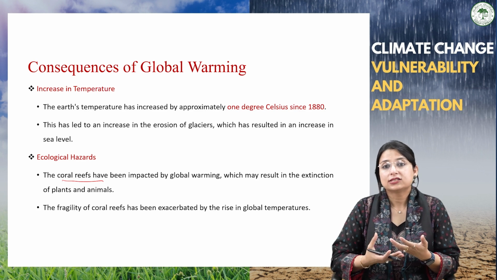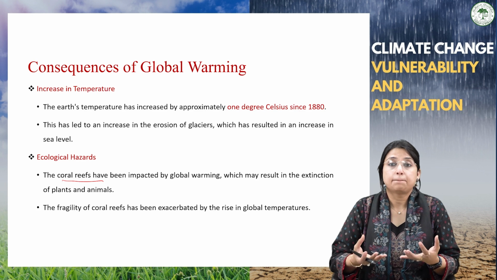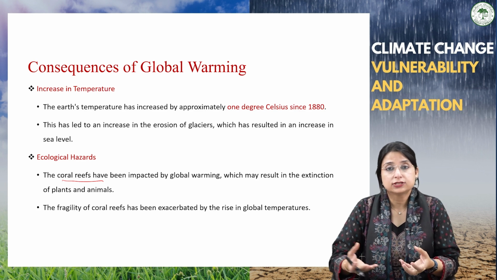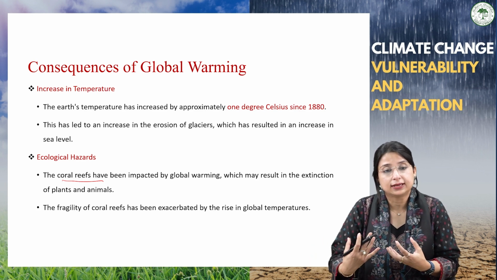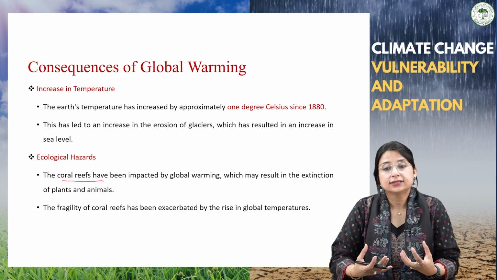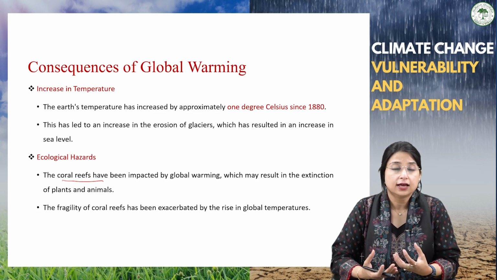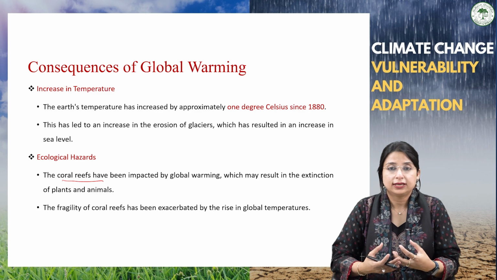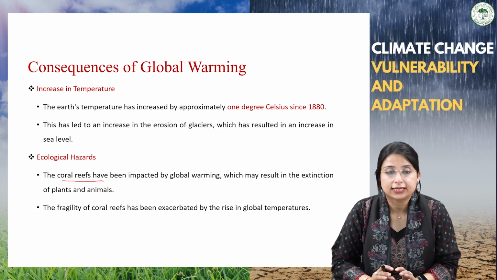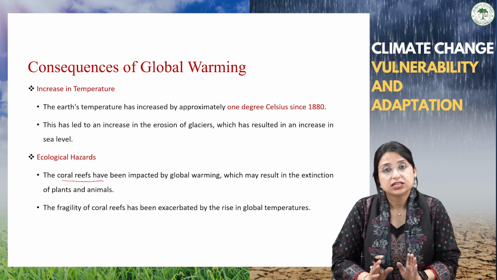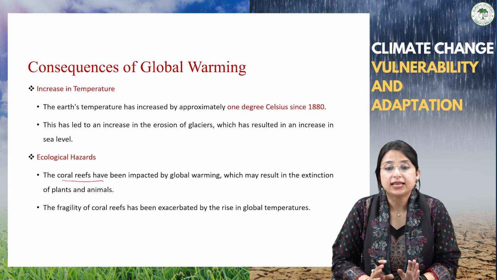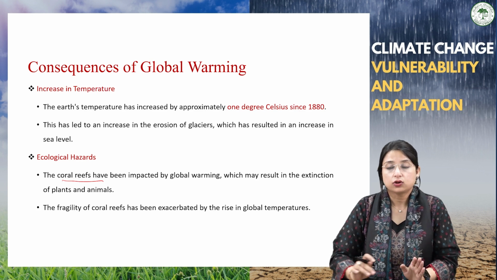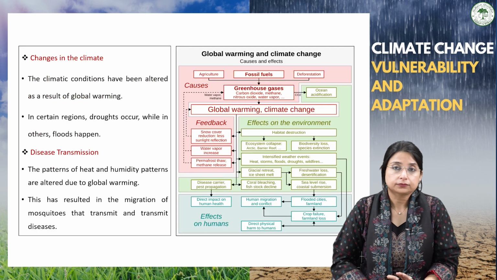And as we know, these coral reefs are the pasture ground for various aquatic organisms. If they are disturbed, that may result in the extinction of various flora and fauna. Overall, it will disturb the whole aquatic system. So the fragility of the coral reef has been exacerbated by the rise of global temperature.